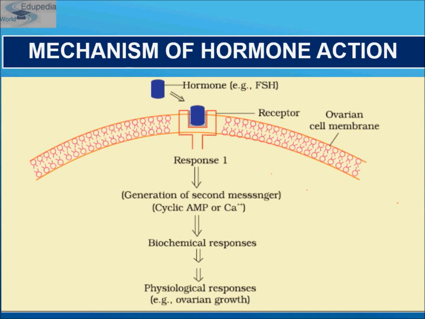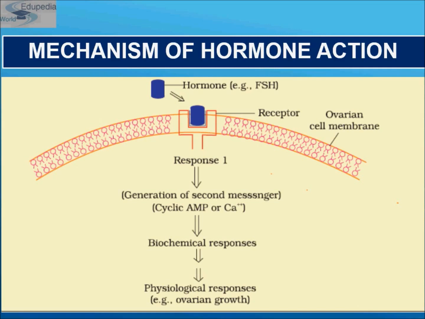The hormone receptor complex activates adenyl cyclase. This adenyl cyclase generates a second messenger known as cyclic AMP, or cAMP. Apart from cAMP, it also generates another second messenger, Ca2+, that is, calcium ion, or it can also generate IP3, which is also known as inositol triphosphate. These second messengers bring about the desired effect by regulating the cellular metabolism.